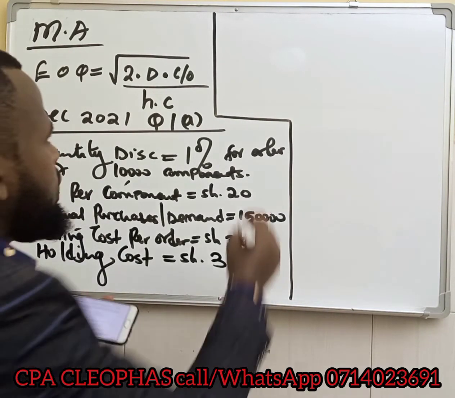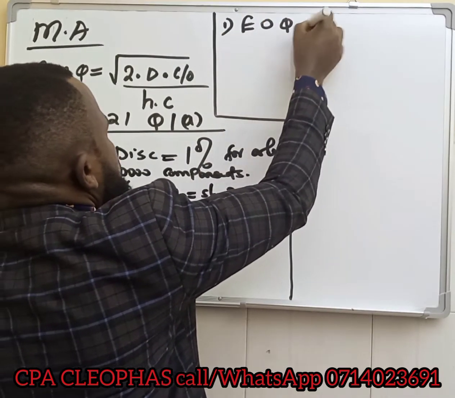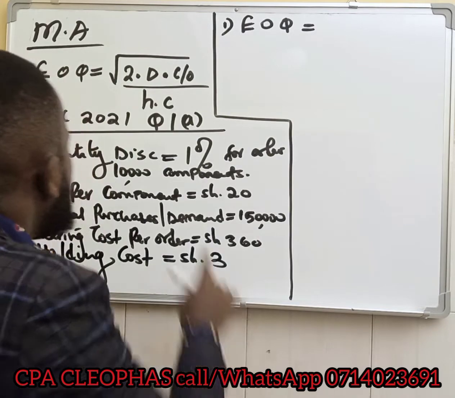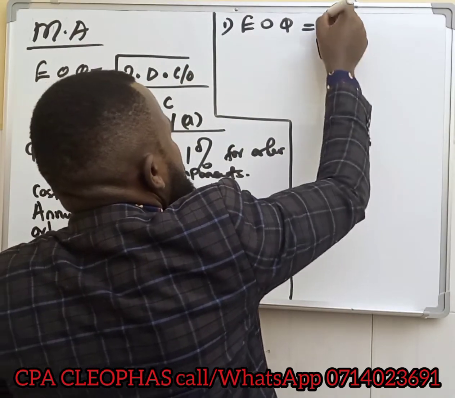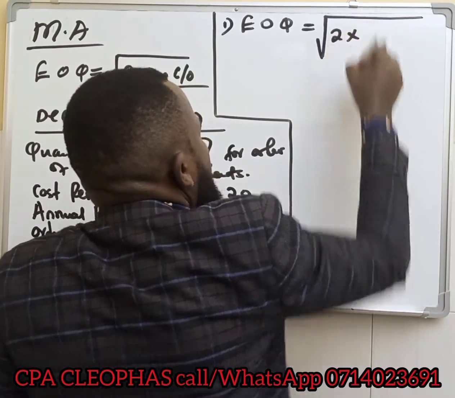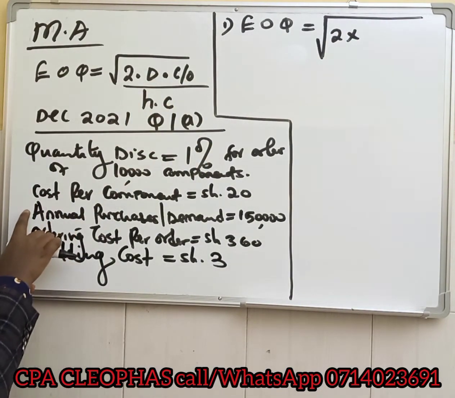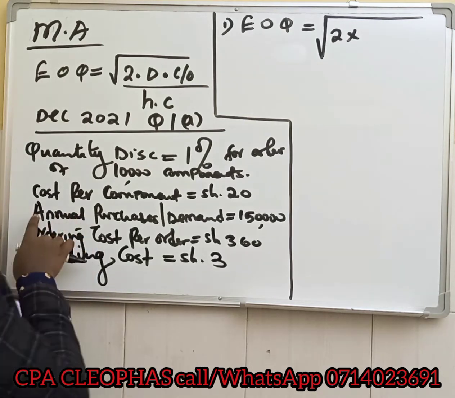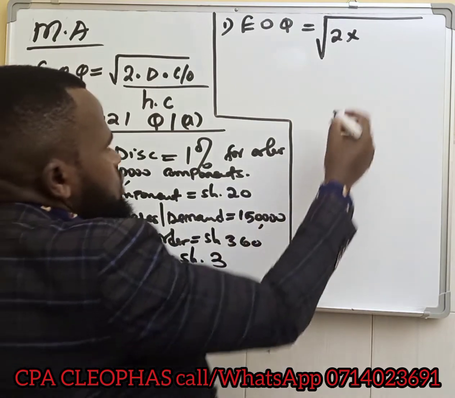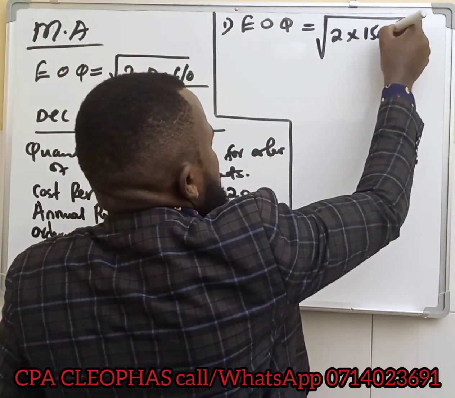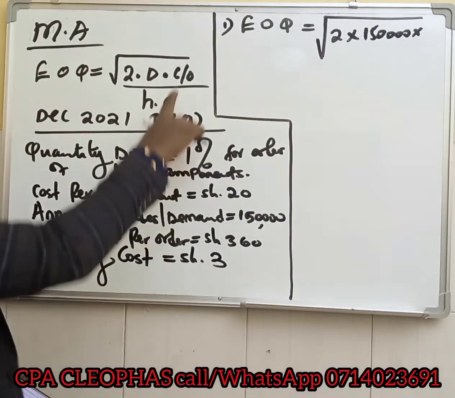So the first Roman one is the EOQ, which should be equal to, we have said EOQ is the square root of 2DCO over HC. So the square root of 2 times the annual demand. This D is the annual demand. Here it is annual purchases, or the annual demand, 150,000. So 2 times 150,000 times the ordering cost per order.